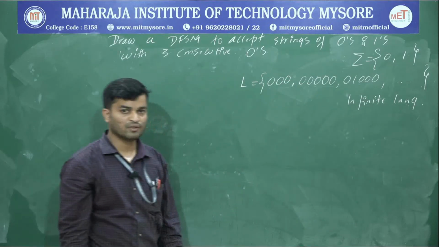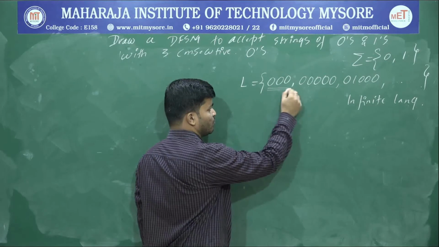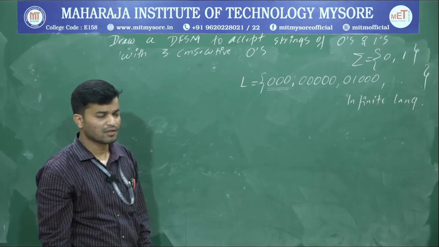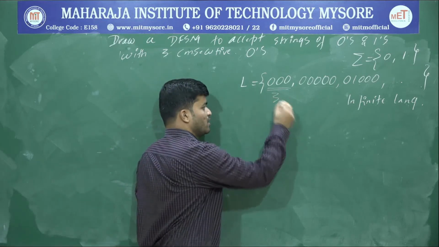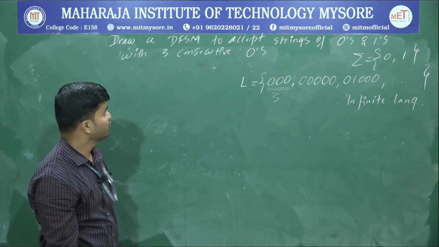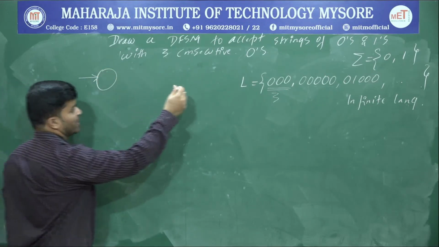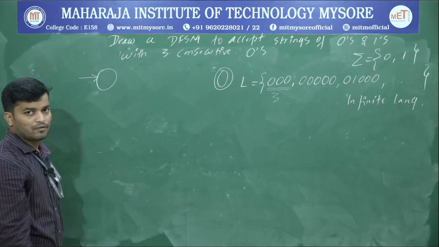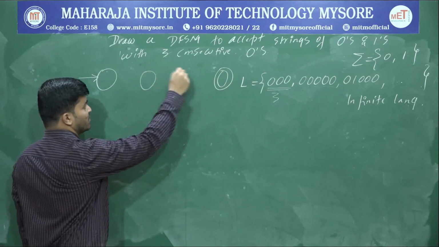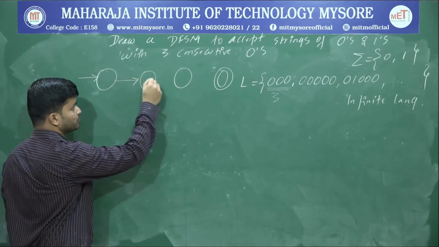Whenever the language is infinite, underline the minimum length string. The length of the minimum length string is 3. If the length is 3, there are 4 states, and one should be the start state, and one should be the accepting state. Two more are intermediate states, which are just circles, and connect them using arrows.